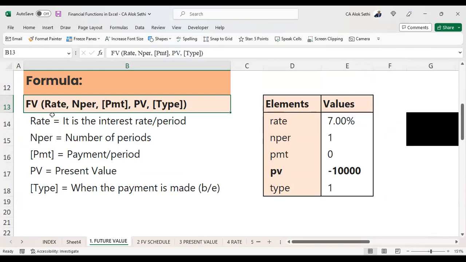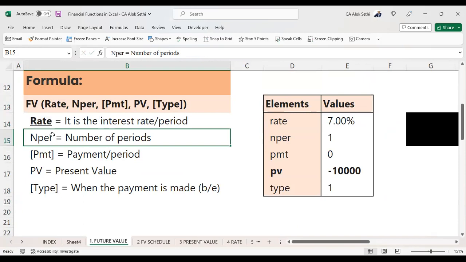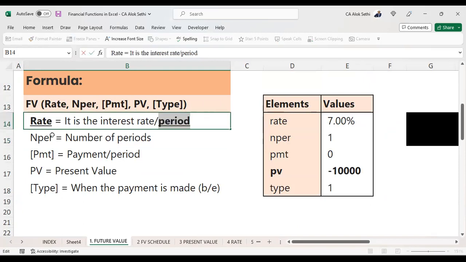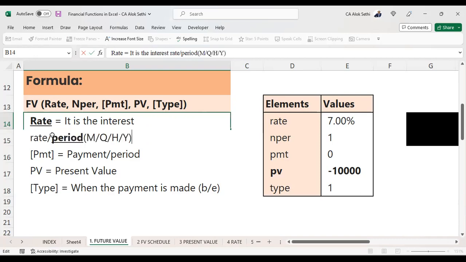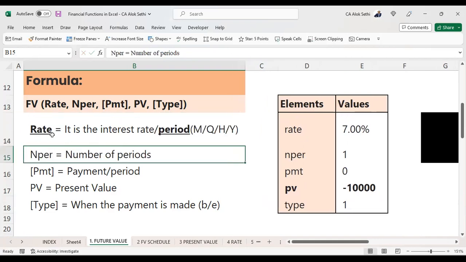Rate का मतलब क्या है? It is an interest rate per period. तो interest rate per period मतलब कि जो भी interest आपको मिल रहा है वो. Per period का मतलब क्या होता है? Interest can be quarterly, half yearly or yearly or monthly also, right? So depending on the period, we will calculate the interest, right?